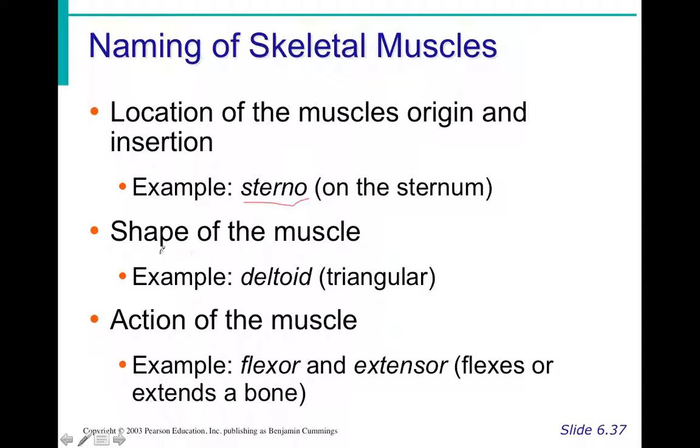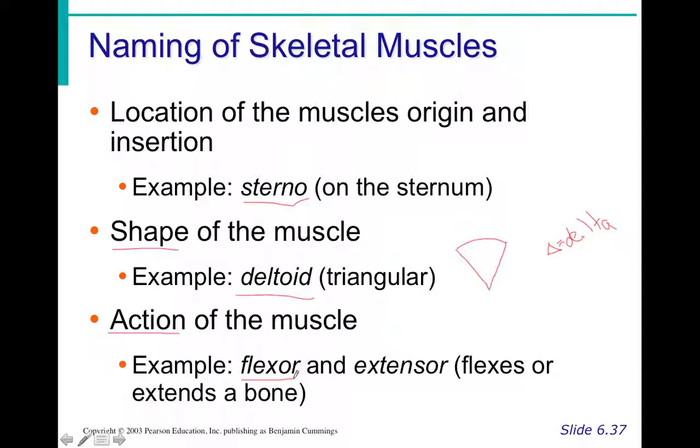Sometimes the shape of the muscle can play a role in how we name it. The deltoid, for example, kind of covers the top part of your shoulder like so, and then runs down to what you might recall as the deltoid tuberosity down on the humerus, and it looks like a triangle. And you'll also recall from chemistry that a triangle is the Greek symbol for delta, which is, of course, the change in temperature or change in something along those lines. And so sometimes we'll name them after the shapes, and then that can be very useful. And then finally, actions of these muscles.